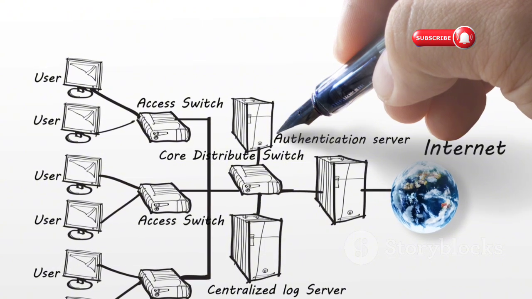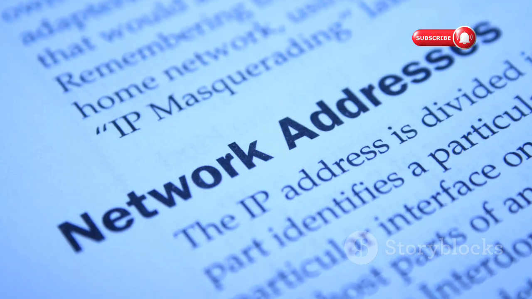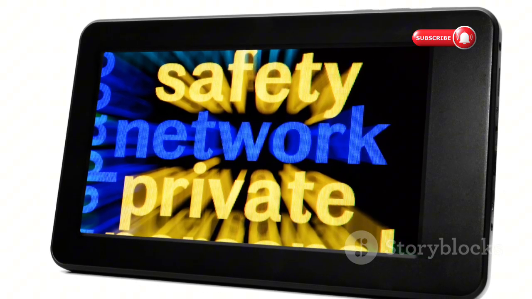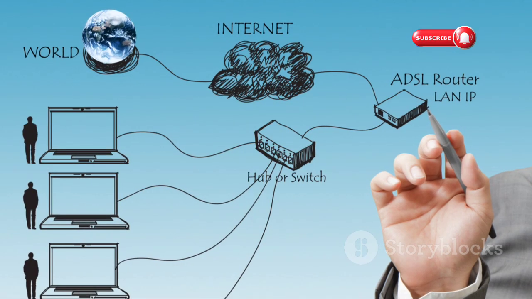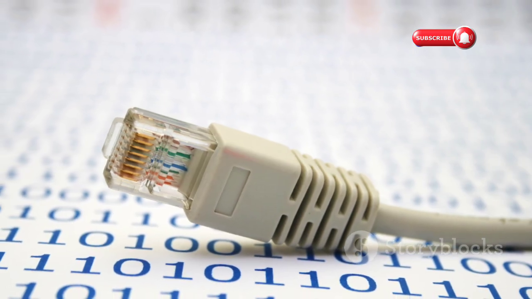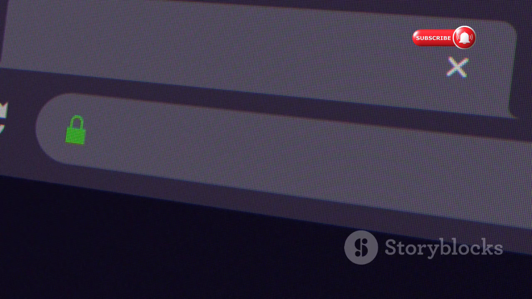Now, ARP stands for Address Resolution Protocol. It's a fundamental part of how devices communicate on a local network. Think of it like a phone book for your local network. It helps devices find each other and establish connections. When your computer wants to send data to another device, it uses ARP to find its MAC address, which is like a unique hardware identifier. This ensures the data reaches the correct destination.